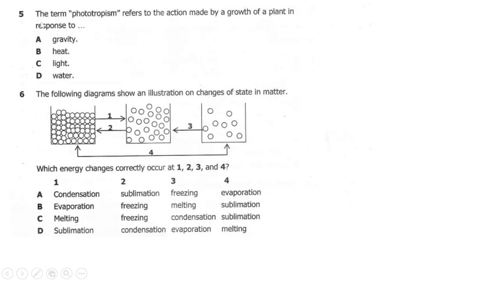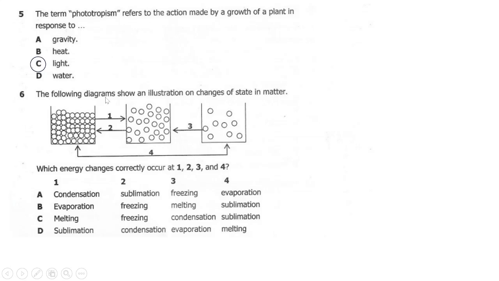We move to 5, which says the term phototropism refers to the action made by a growth of a plant in response to light, because photo means light and tropism means movement or response. So the response to light is called phototropism.